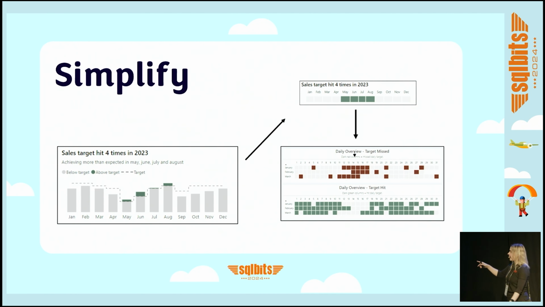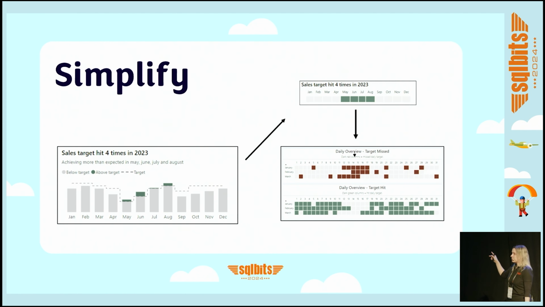The example on the left is showing you sales target hit 4 times in 2023. I used some color coding to show which months it was actually hit. I used a line that they can also reference the target. But maybe that information is not all needed. Maybe they only want to see which months did we hit the target. Like which months did we succeed and which months did we not succeed. So at the top right, the visual actually shows you the sales target hit for the months.